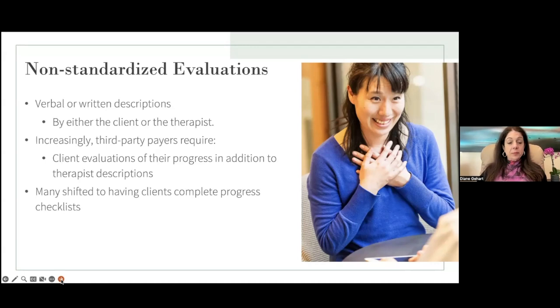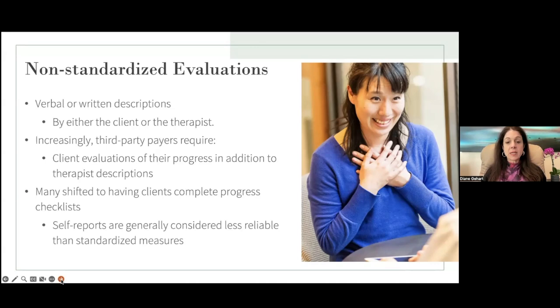So there are organizations that have shifted to having clients complete progress checklists or progress assessments, where clients are filling something out. You will see that sometimes. But in general, these self-reports are considered less reliable than standardized measures in the sense that they're subjective, and they're generally considered less reliable.